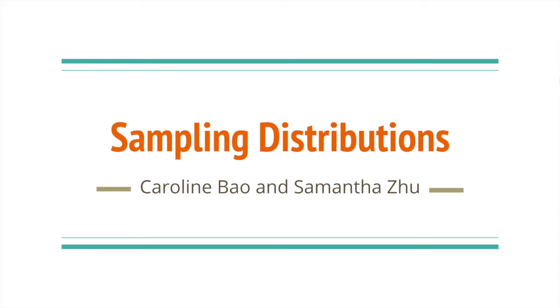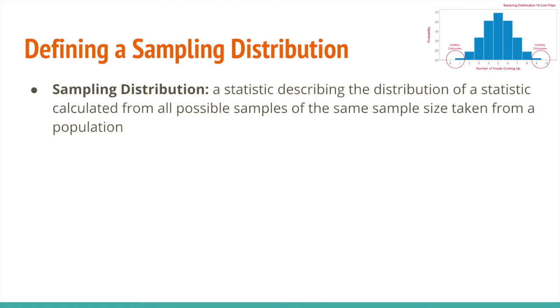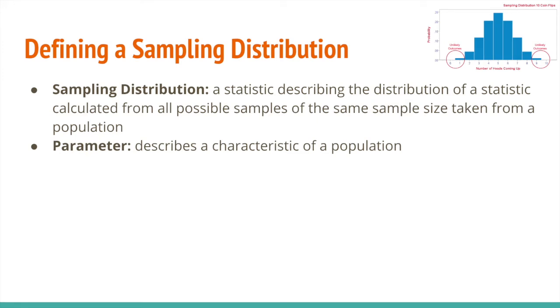This video discusses sampling distributions. A sampling distribution can be defined as a statistic describing the distribution of a statistic calculated from all possible samples of the same sample size taken from a population. A parameter describes a characteristic of a population. A statistic describes a characteristic of a sample.